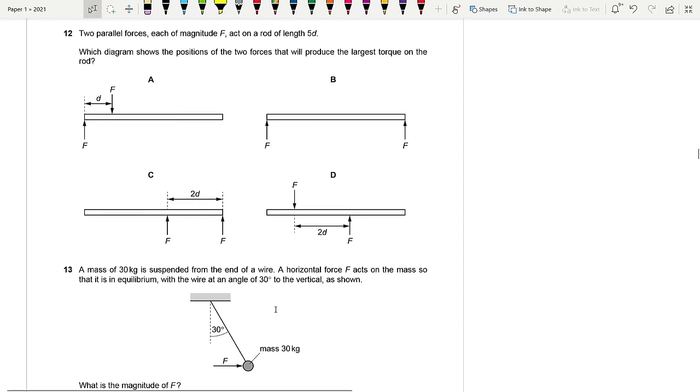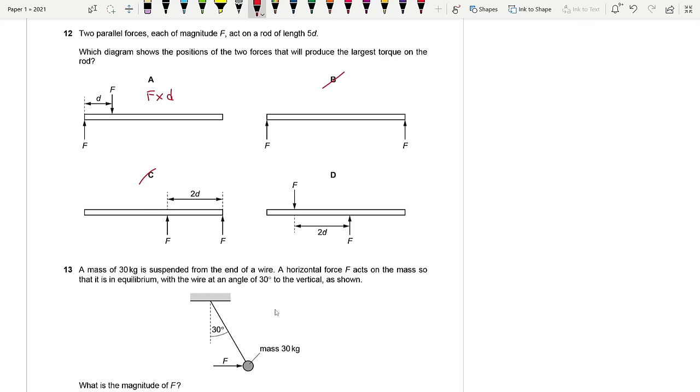Moving on to 12. Two parallel forces, each of magnitude F, act on a rod of length 5 d. Which diagram shows the position of the two forces that will produce the largest torque? So guys, torque is actually net moment. So basically, we are wanting a couple. So couples are basically forces of equal magnitude acting in opposite directions, okay? So basically, B and C are wrong in the first place because they are acting in the same direction, not opposite. Now, the formula for a couple is basically F into D.